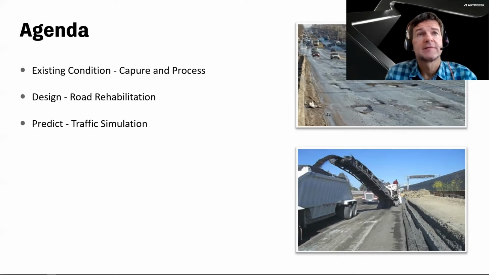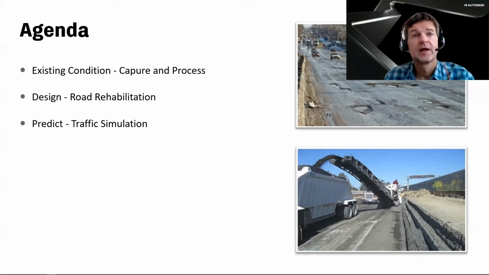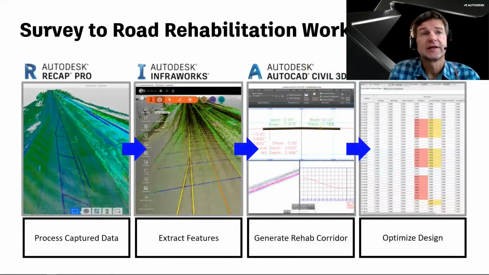And the last portion will be about traffic simulation, because if you are thinking about road rehabilitation, it's always about some road closure, which is causing problems to the drivers. And it's always good to have an overview of which part of the road should be closed and what will happen around. So with that, have a look at what I want to present, which workflow I will cover.